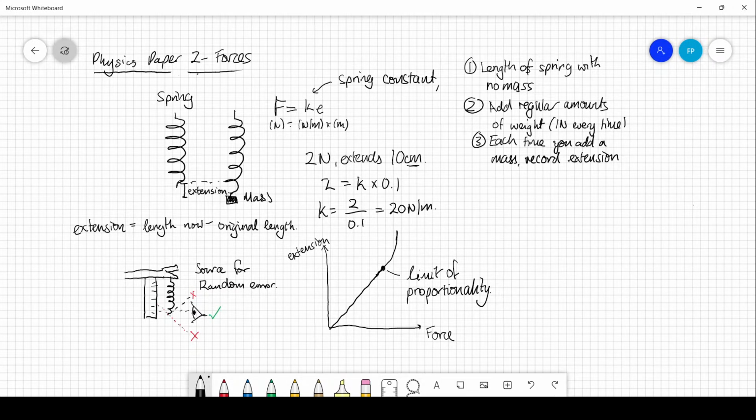So I'll let you get these notes down and then we'll move on to the next bits of forces.